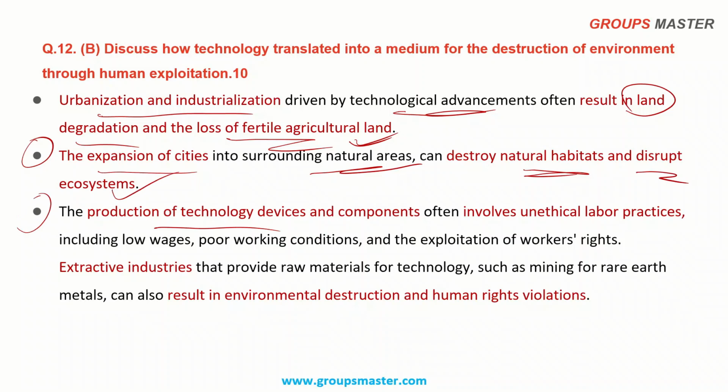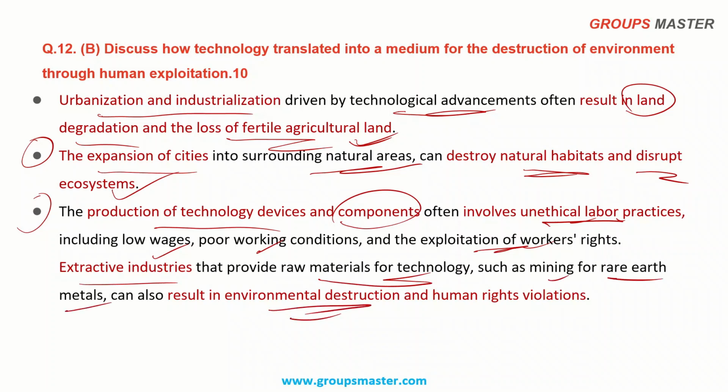The production of technological devices and components often involves unethical labor practices, including low wages, poor working conditions, and exploitation of workers' rights. So, the extractive industries that are providing raw materials for technology, such as mining for rare earth metals, can result in environmental destruction and human right violations because of these unethical labor practices.